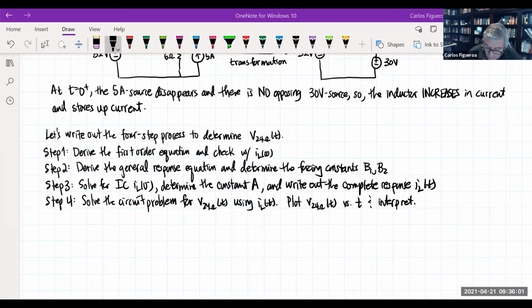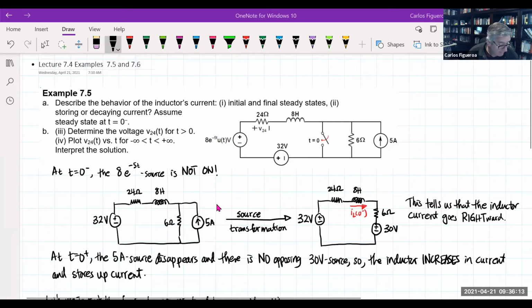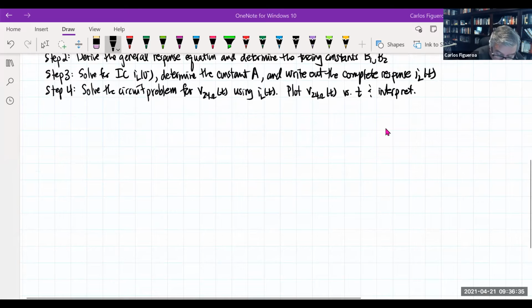So here we go. Let's go do the circuit here. The circuit that we have here looks something like this. So if I look at that circuit, here's my circuit. You could see that when t equals 0 plus, this exponential source turns on. So I have two sources in the circuit now. I have the 32 volt and the 8e to the minus 5t. Everything else over here is gone. So let's go write that. So here's our first step here.